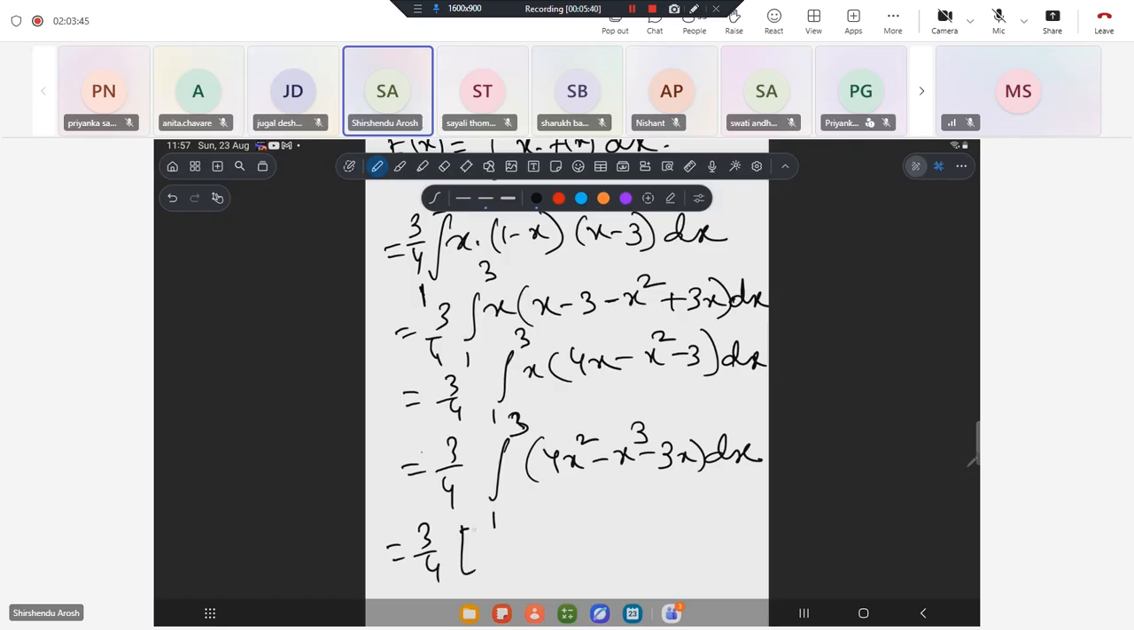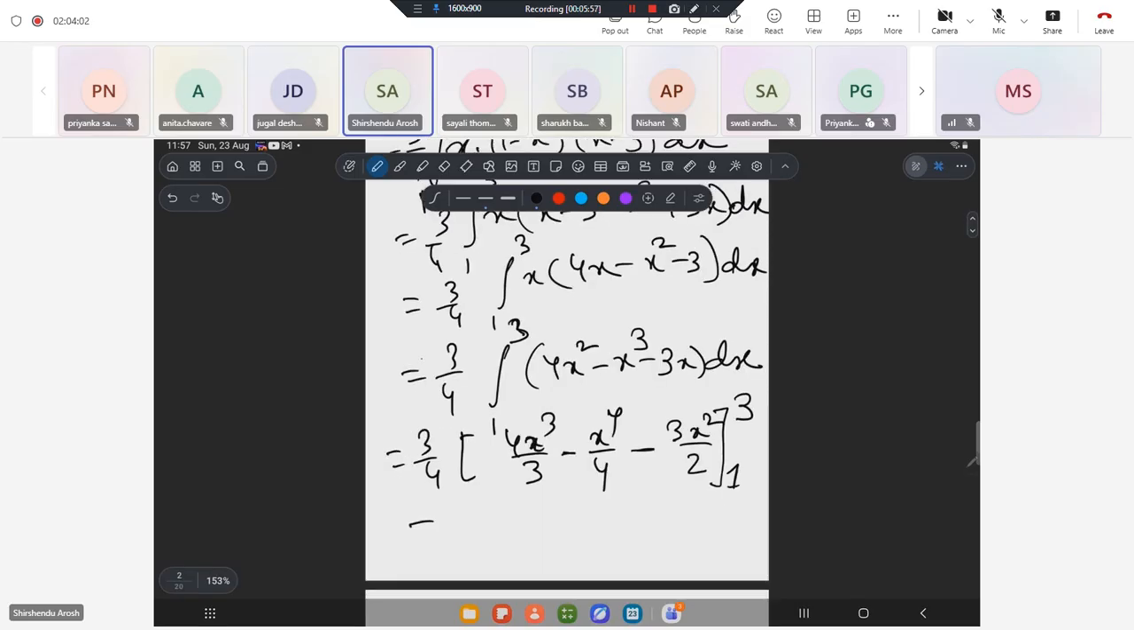4x cube by 3 minus x to the power 4 by 4 and 3x square by 2, from 1 to 3. So eventually if you just solve this, this is your mean. That's how we should find out the mean for the continuous variable.